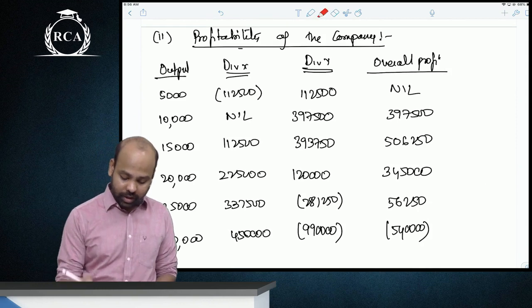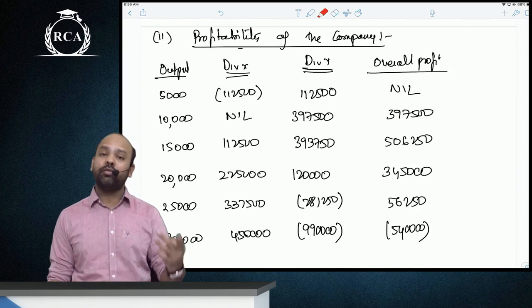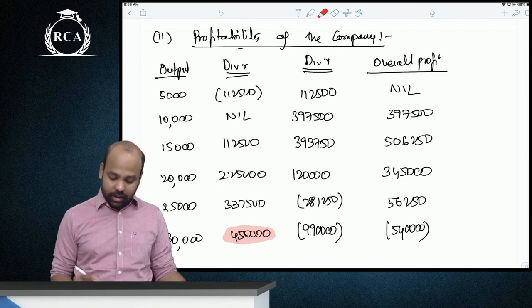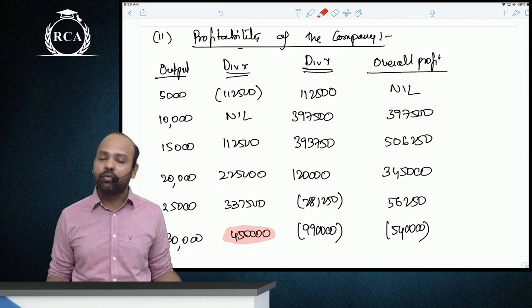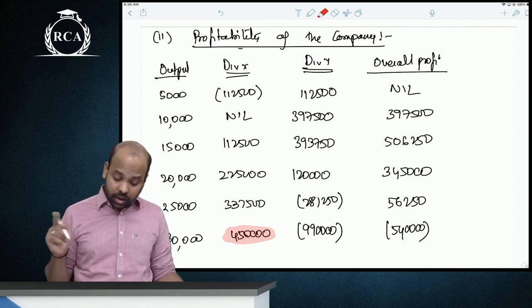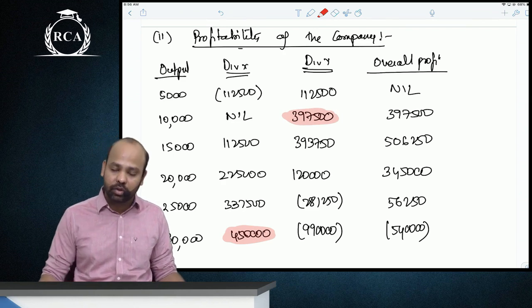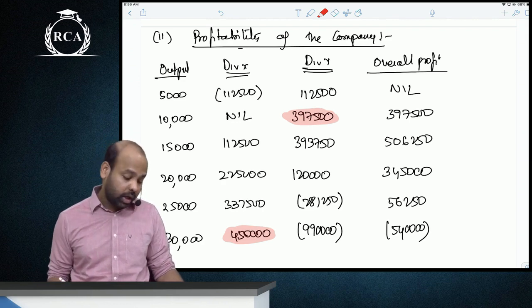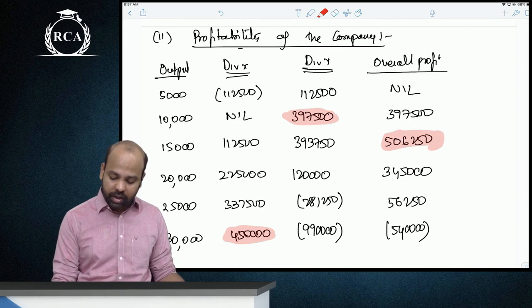Listen, guys, for 2 minutes, beta, you can copy later. He's asking us to arrive at the profitability of the company where the profit of division X is the highest. The profit of division X is the highest at 30,000 units. When it is highest at 30,000 units, the overall entity is incurring a loss of 5,40,000. They are not making any profit. Likewise, the profit of division Y is highest at 10,000 units. But at that point, the overall company is just making a profit of 3,97,500. If you were to take a decision from the viewpoint of the entire company, they should be operating at a volume of 15,000 units.